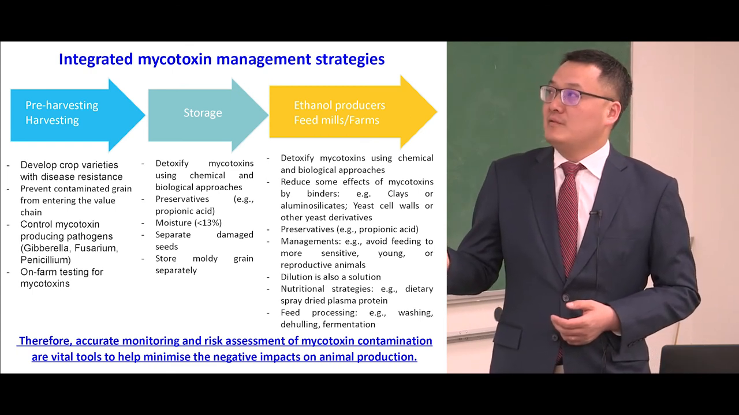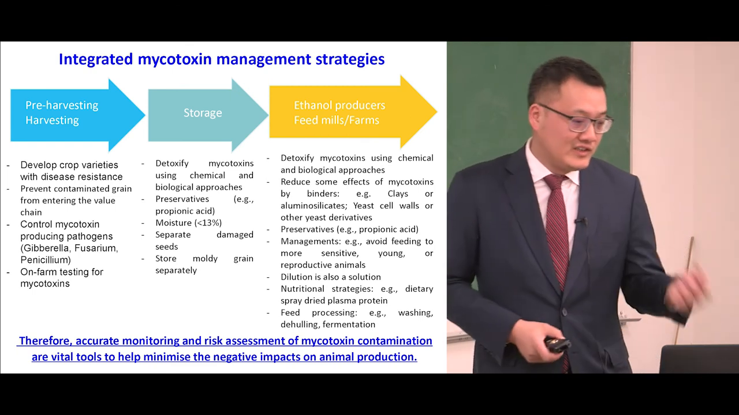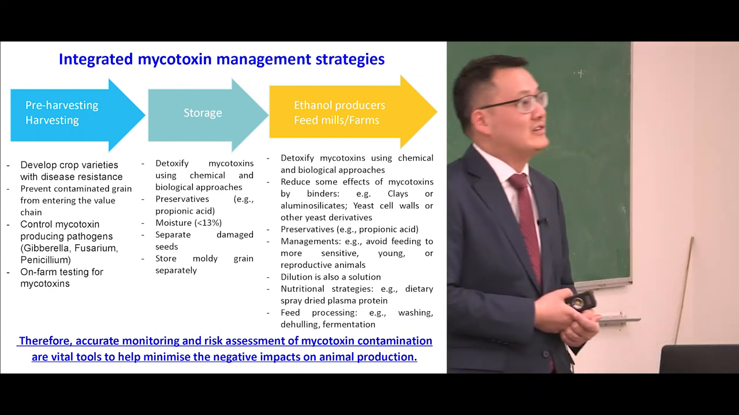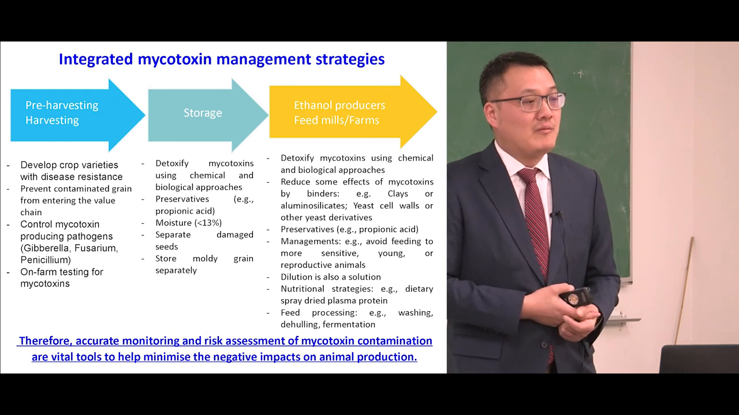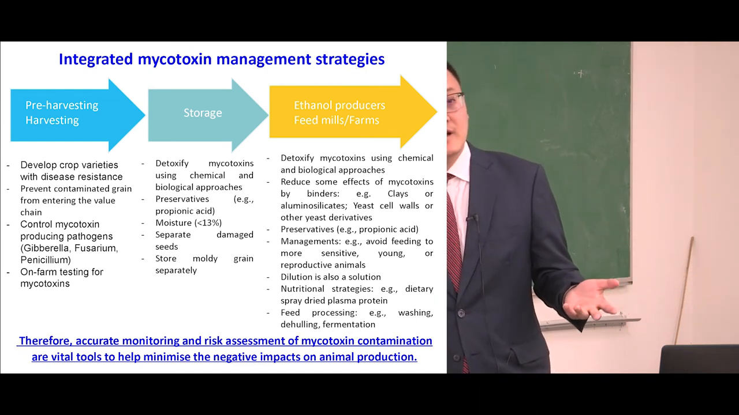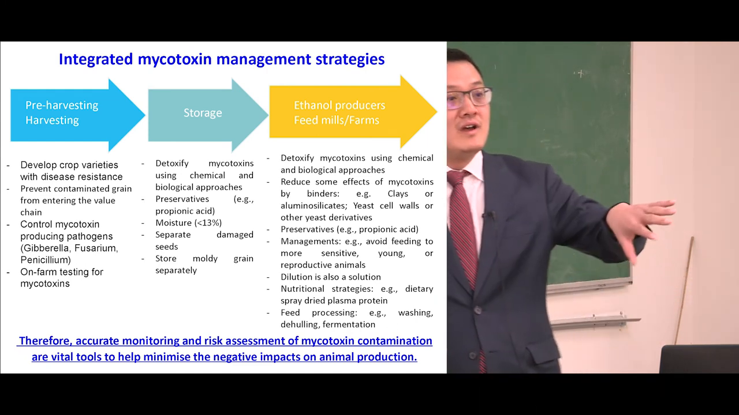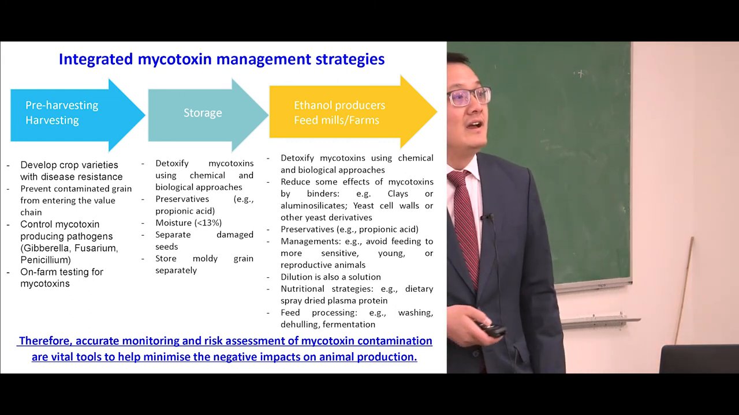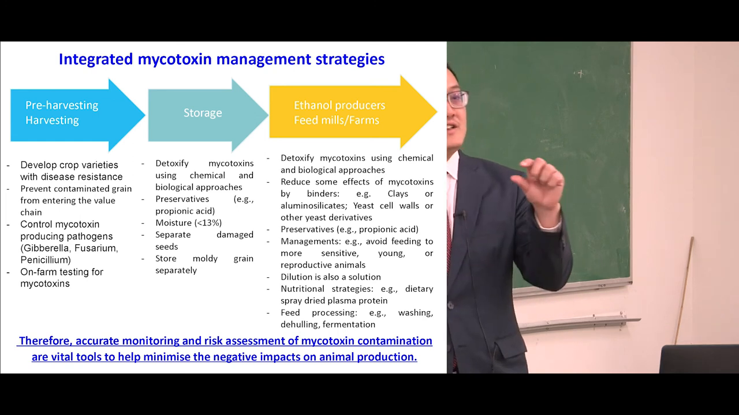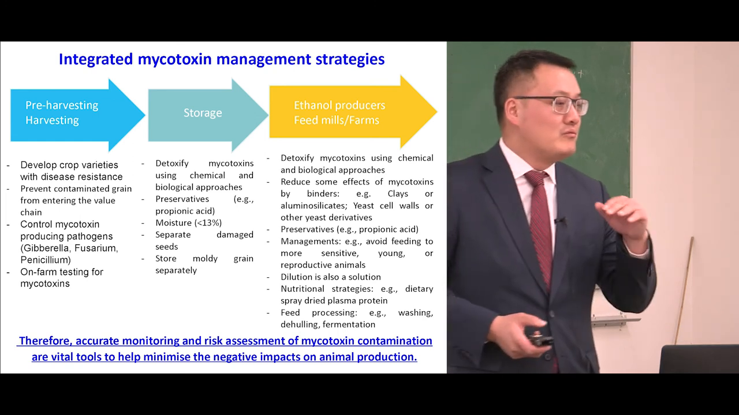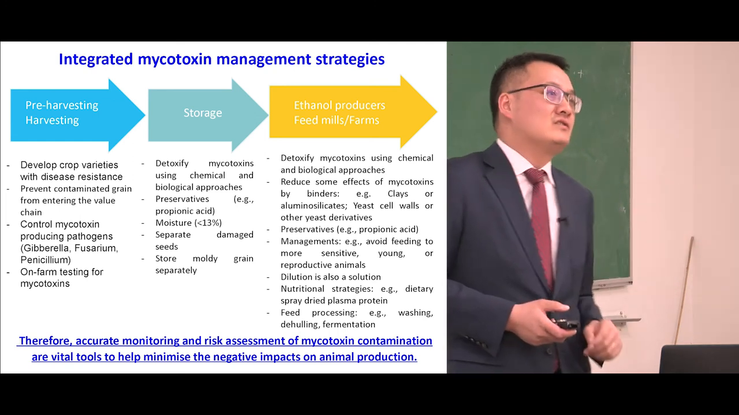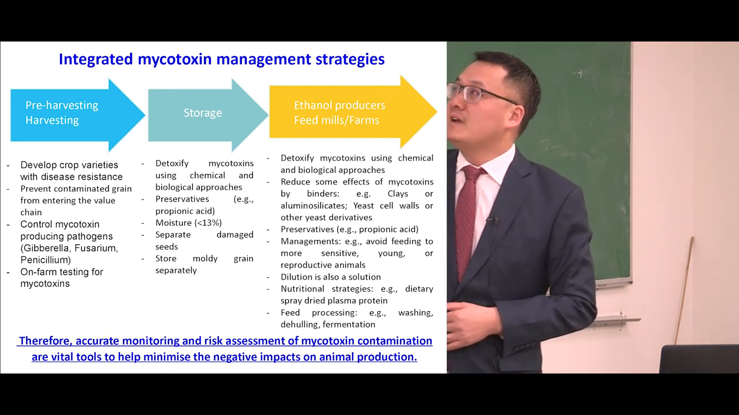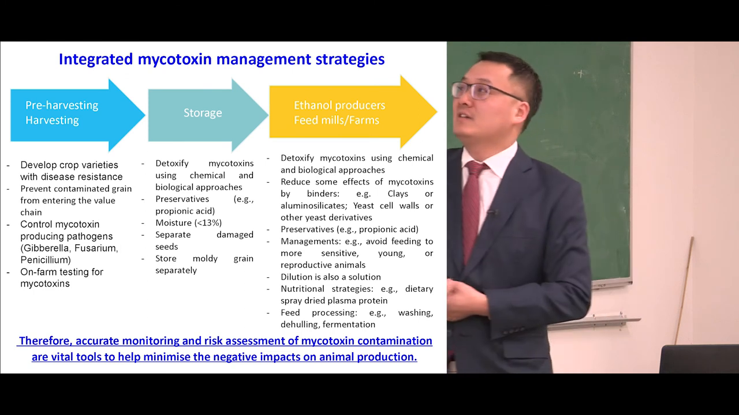But for some mycotoxins, the absorbing efficiency is very high. For example, aflatoxin. Toxin binder has more than 90% efficiency, so you can remove the majority of aflatoxin in the diet. For some toxins like vomitoxin, the binding efficiency is very low. It's usually 20% on average, some maybe at 40%. So if you just use a binder, it may not remove all the vomitoxin in the diet, right?